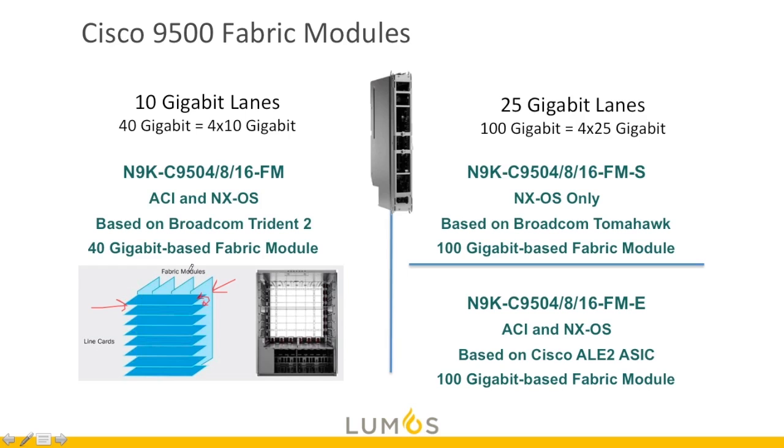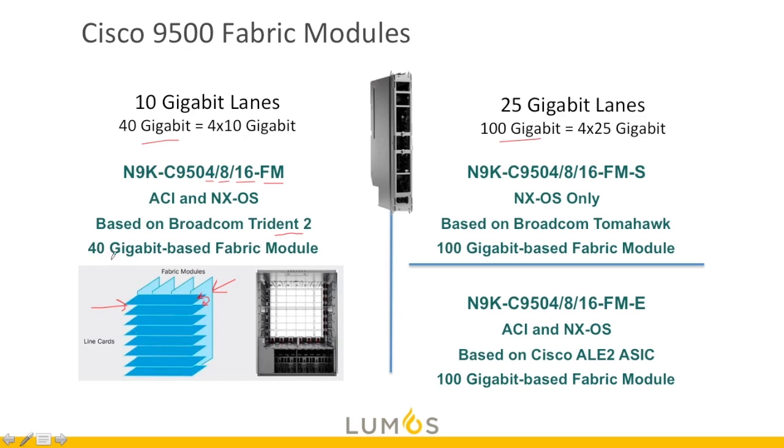We can do front-to-back. These fabric modules are based on either 10 gig lanes or 25 gig lanes, so 40 gig fabric modules or 100 gig capable fabric modules. When ACI first came out, there was the 9504, 9508, and the 9516 FM. These are the fabric modules for the first generation of hardware. It's based on the Broadcom Trident 2, sometimes referred to in the Cisco world as the NFE, Network Forwarding Engine.